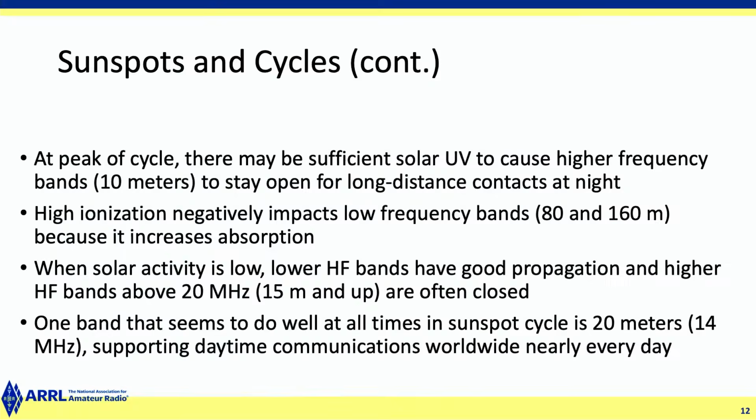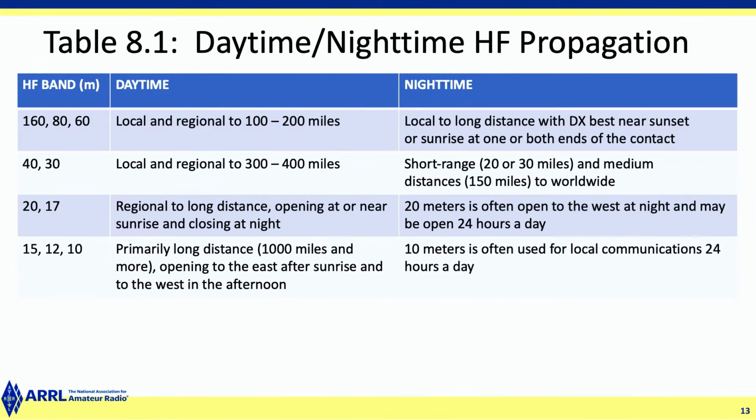Because the higher bands, the 20 megahertz and above, it's 15 meters and up, they're a short enough wavelength that they may punch right through the ion layer. Does that make sense? One band that seems to do pretty well all the time is 20 meters. 20 meters is sort of the workhorse band that we tend to use.